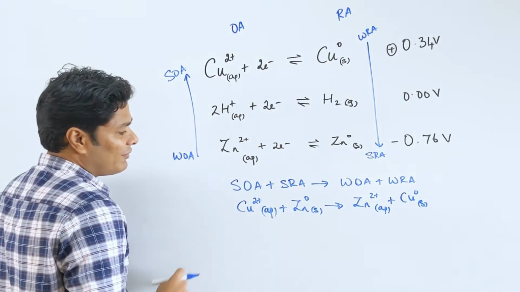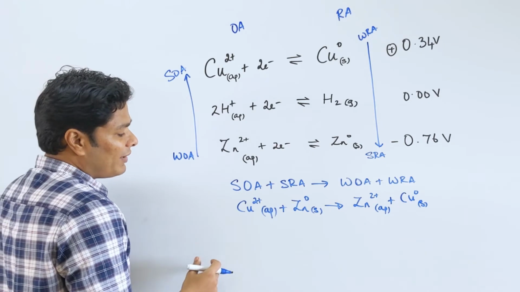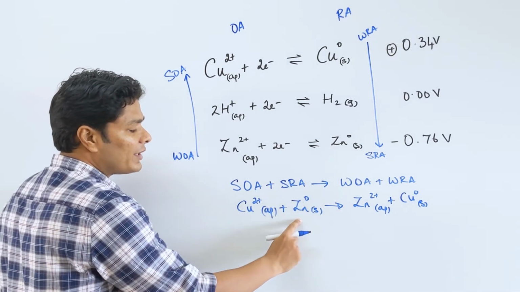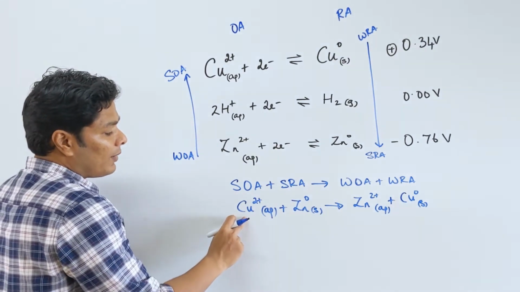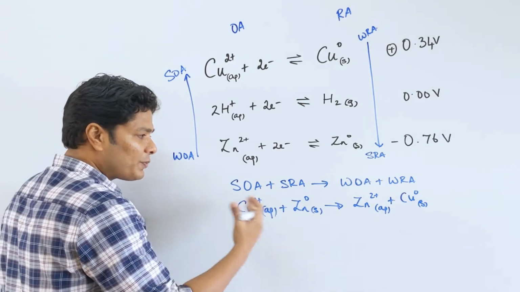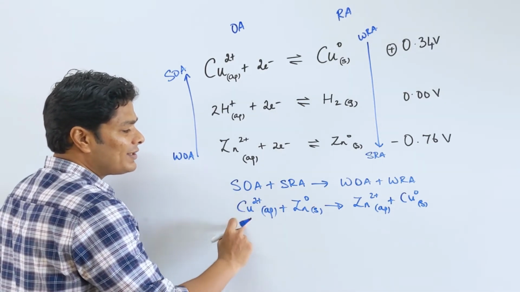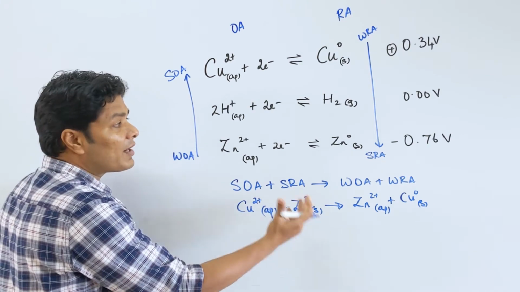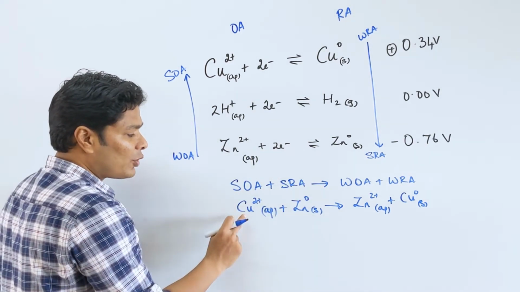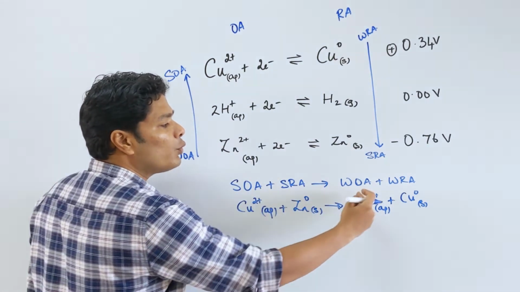Now basically what we have is the Daniell cell. In the Daniell cell, copper 2 plus is getting reduced and zinc 0 is getting oxidized. Now we can see here that the reaction, if it is spontaneous, is always going to be the oxidizing agent reacting with the reducing agent, and if there are multiple species present, then it's always going to be strong reacting with strong to give you weak reacting with weak.